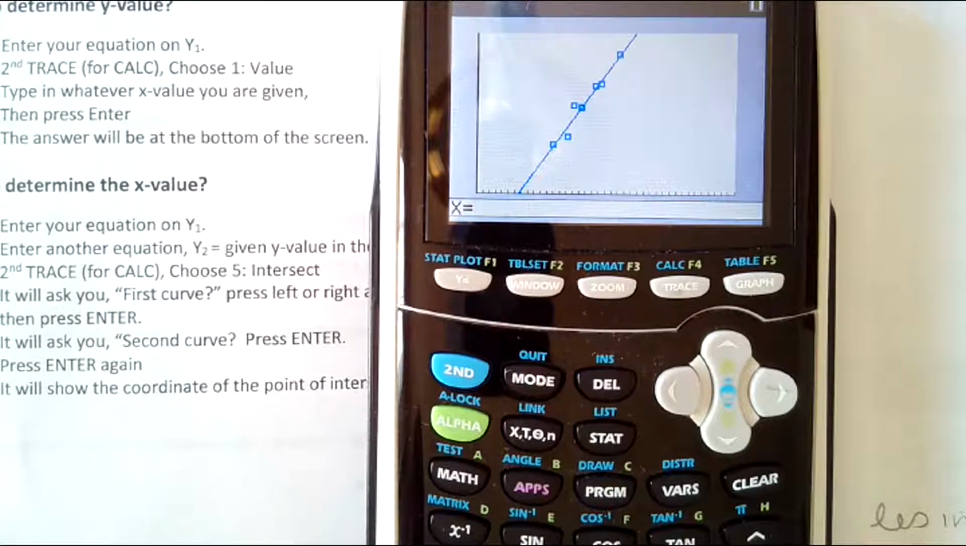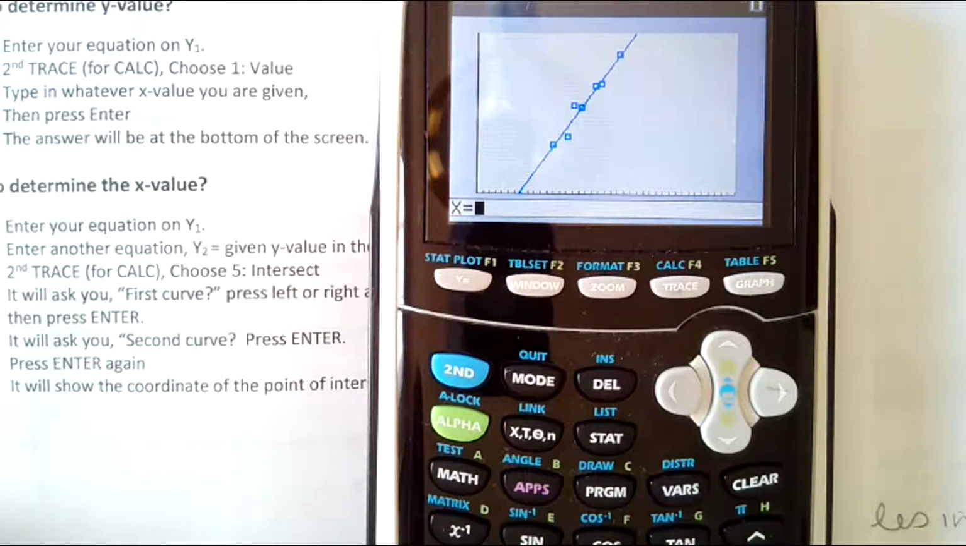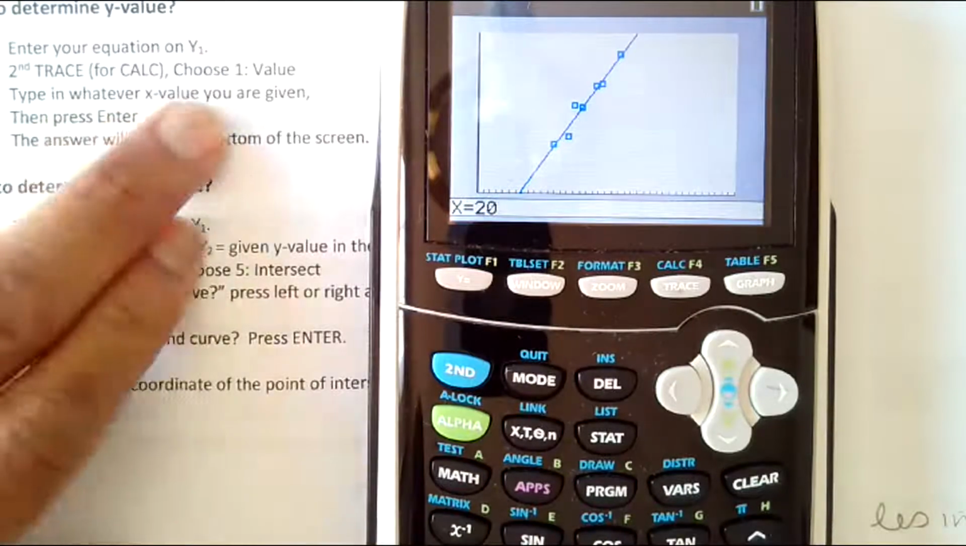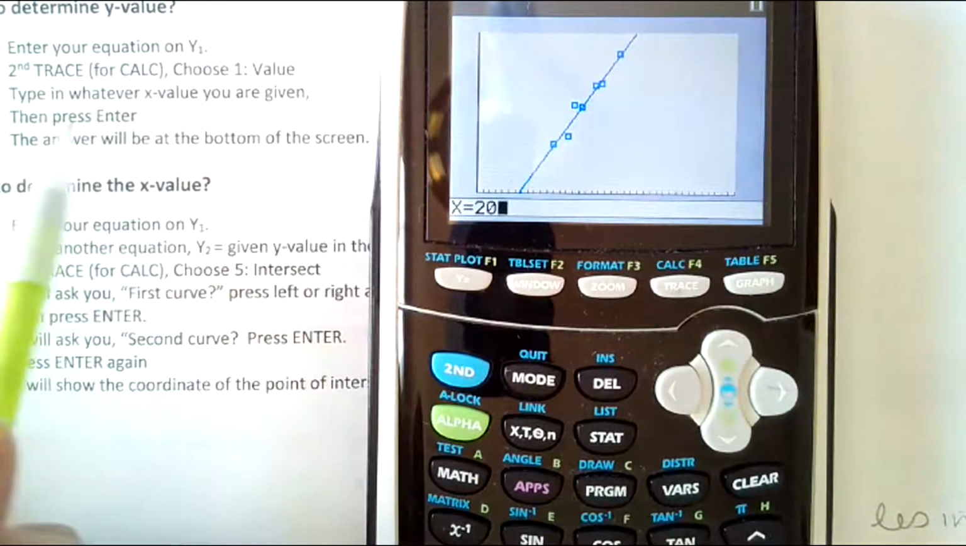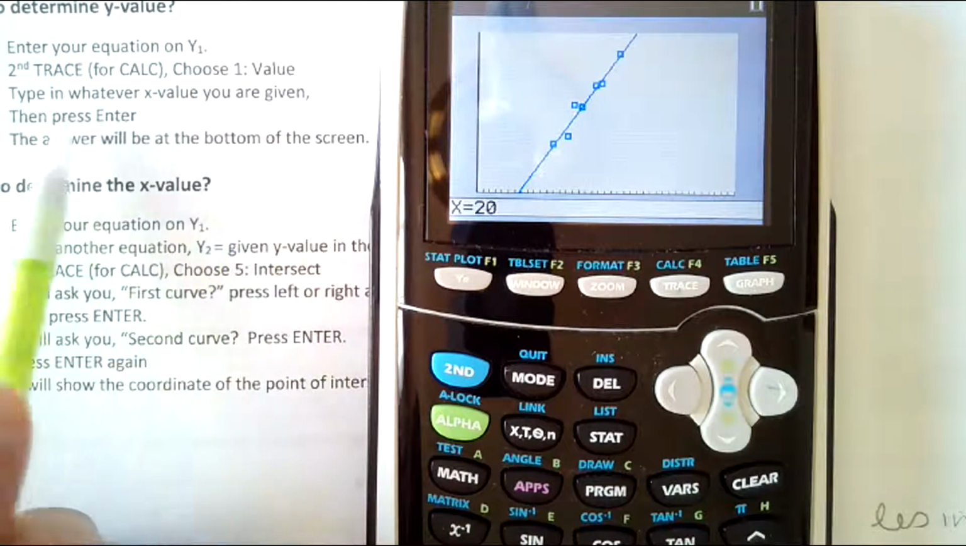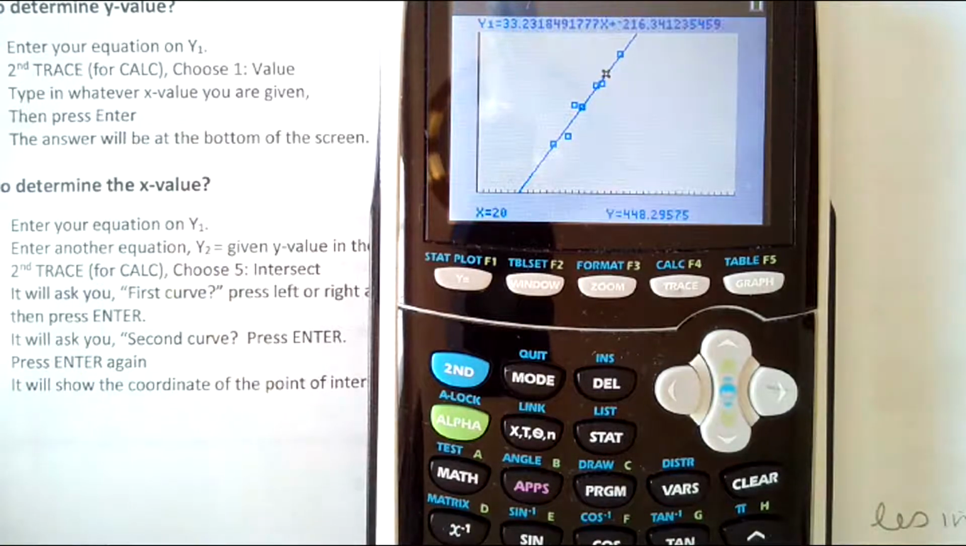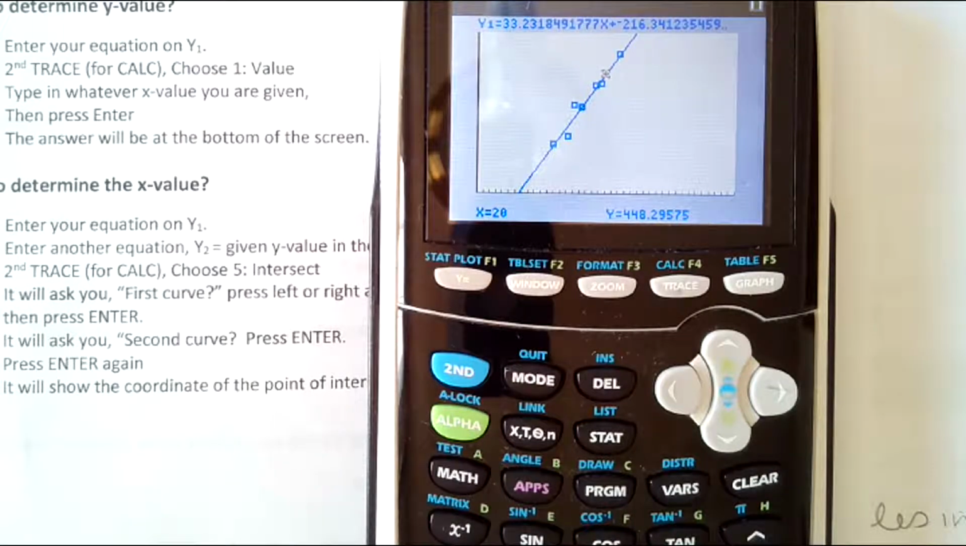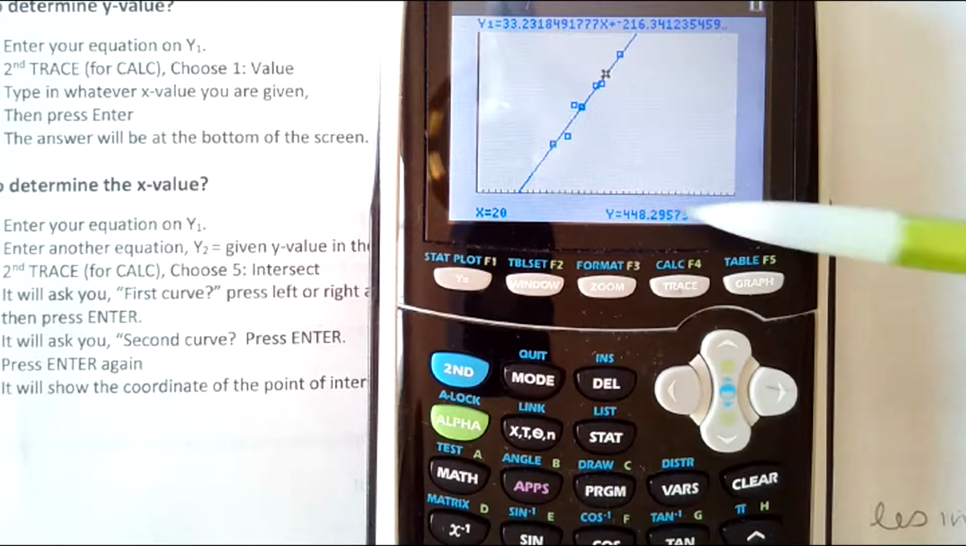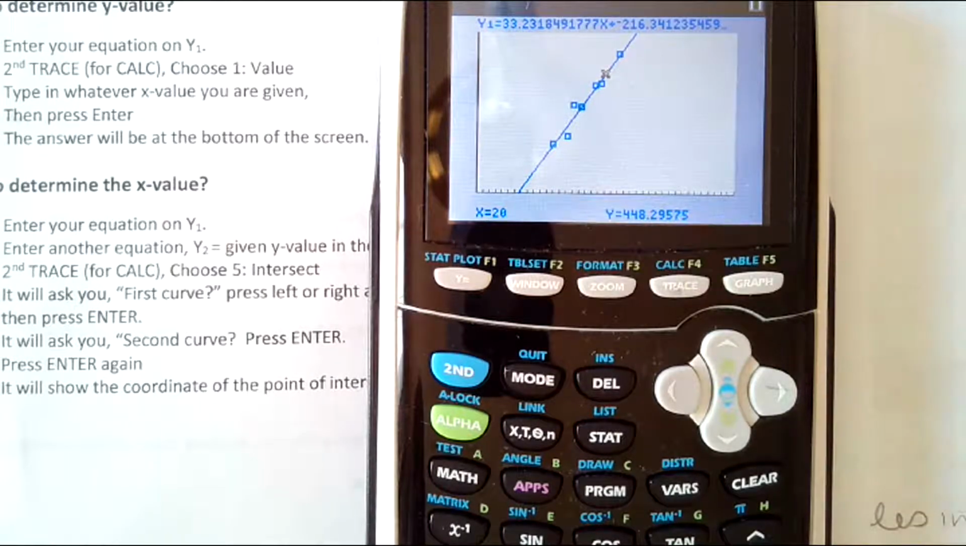And what is the temperature? The temperature tells me my x value is 20. Press 20, says here, and then I press my enter button. Choose whatever x value is given, then press your enter button. 448.29, so pretty close to our approximation. So that gives you the sales when the temperature is 20 degrees.